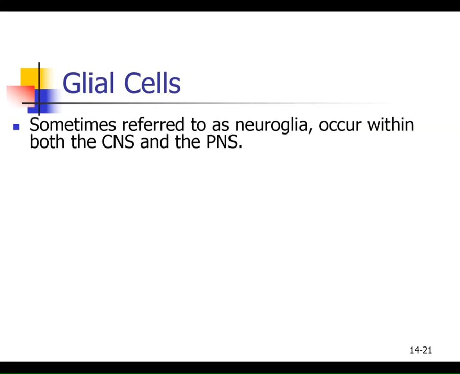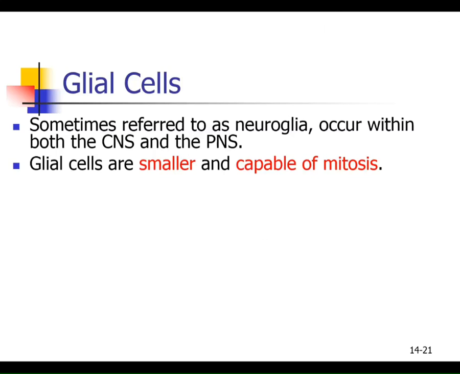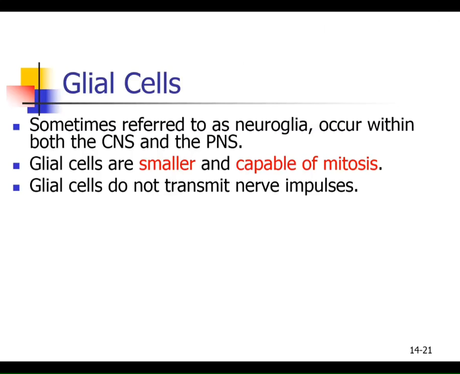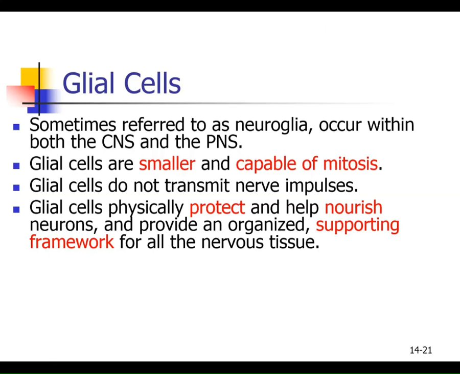Now, these glial cells are mitotic. Right? They are capable of dividing. They can be killed off and they can replace themselves. They do not, however, carry electrical signals. They're not excitable. They do not receive or send electrical signals. They are instead there to protect and nourish and support the queen bee, right? The neuron.